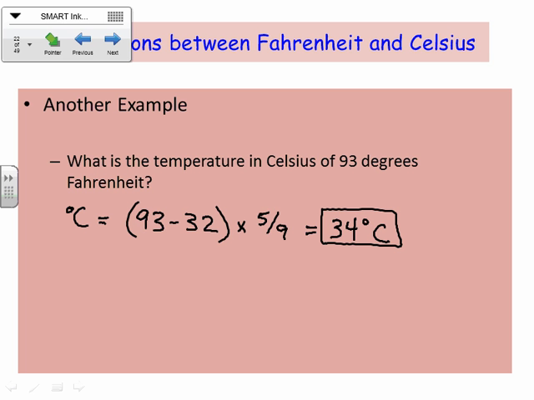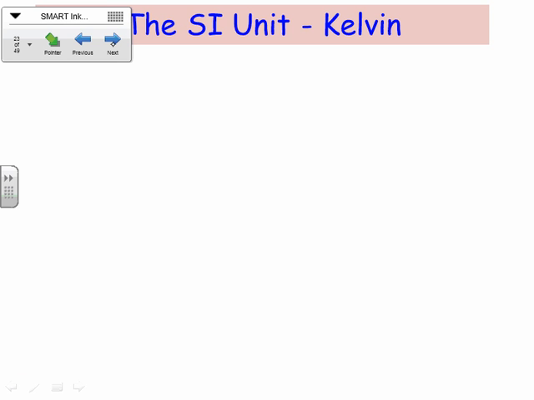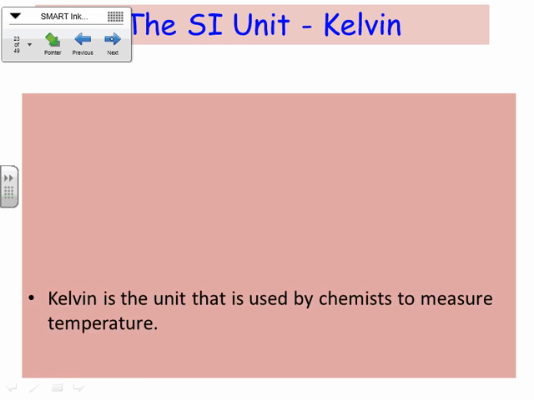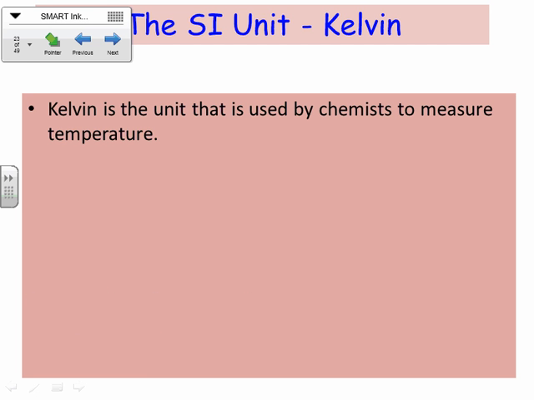And if you thought that was easy, wait till you see the Celsius to Kelvin conversion. It's even easier. So we need to talk about Kelvin just a little bit here. Kelvin is the unit that chemists use for temperature, and there's a reason for that. I'm not going to give it away yet. It's based on the concept of absolute zero.